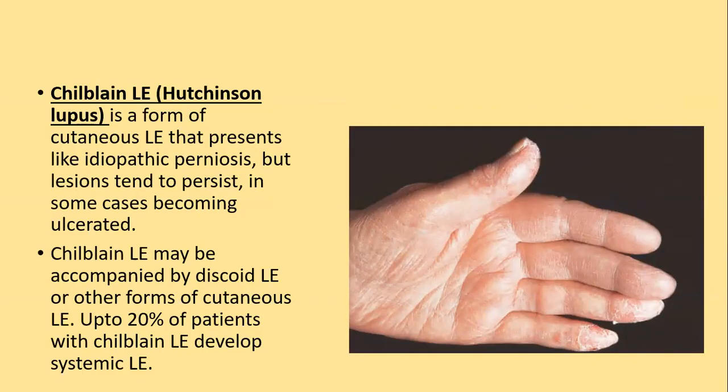Chilblain LE, or Hutchinson's lupus, is a form of cutaneous LE that presents like idiopathic perniosis, but the difference from idiopathic perniosis is that the lesions are persistent and tend to become ulcerated. Chilblain LE is accompanied by discoid LE and other forms of cutaneous LE. Up to 20% of patients with Chilblain LE develop frank SLE.